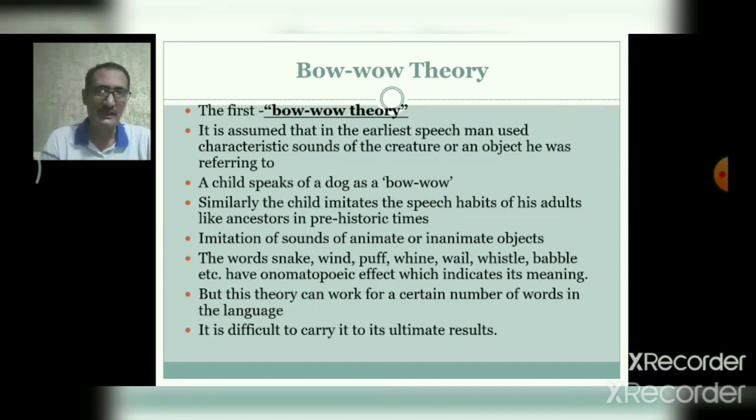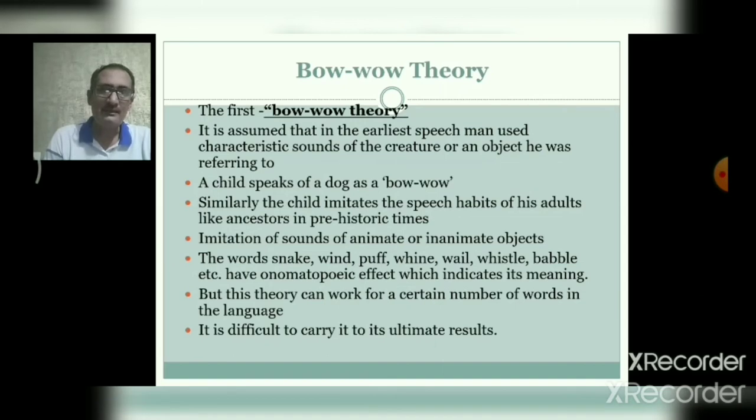As we notice nowadays, a child speaks of a dog as a bow wow. Why does a child not name the animal as a dog? Because the child knows that animal through its characteristic sound, that is of barking, and that is why the child calls it a bow wow. Similarly, the child imitates the speech habits of his adult ancestors in prehistoric times.